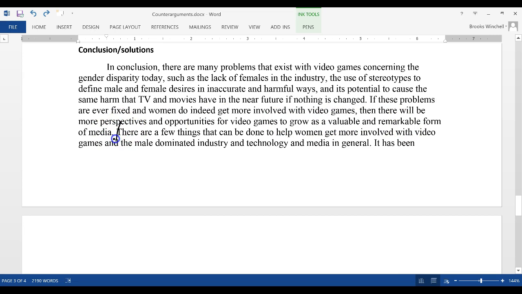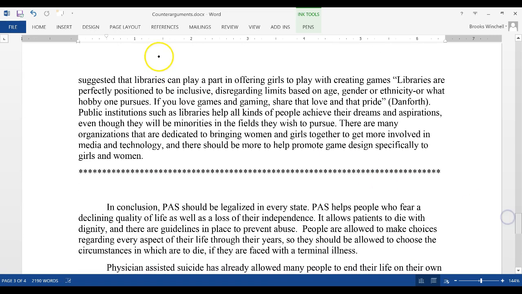She could have ended it here, but she also goes on to give the suggestions. "There are a few things that can be done to help women get more involved with video games in the male-dominated industry and technology and media in general. So it's been suggested that libraries can play a part in offering girls games to play with and creating games. Libraries are perfectly positioned to be inclusive, disregarding limits based on age, gender, or ethnicity, or what hobby one pursues. If you love games and gaming, then share that love and pride."